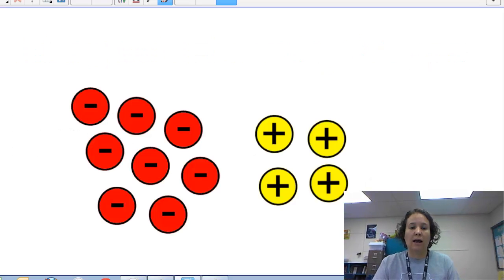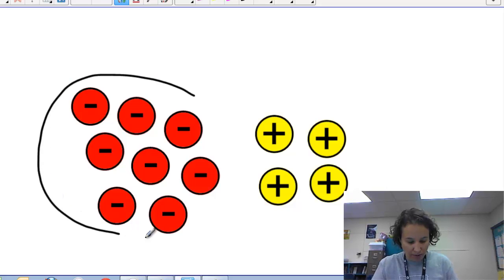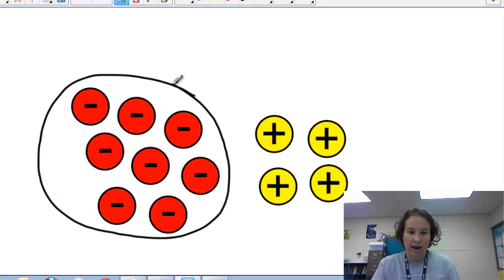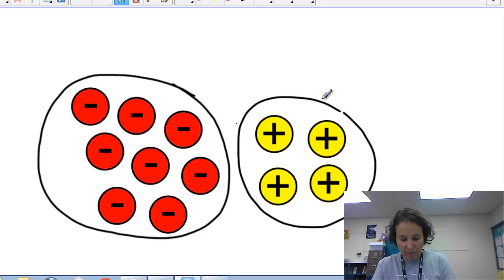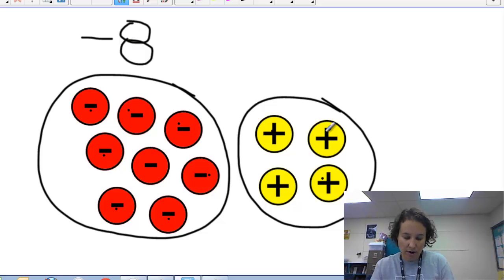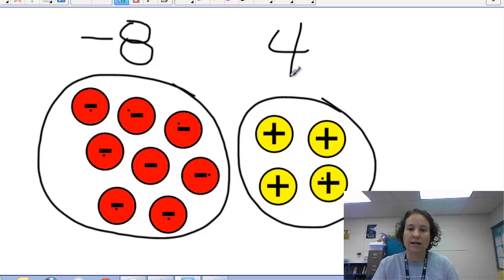For my first example, I'm going to talk about adding. What happens when I add a positive number to a negative number? So I want you to think about this group of circles over here as a negative number. And then this group of positive signs over here forms a positive number. So if I count these up, I have 8. So I'm going to call this negative 8. And then over here I have 4, so I'm going to call this positive 4, and with positives we usually don't write the positive sign, so that would just be a 4. And I'm going to say, well, what happens if I add these two together?